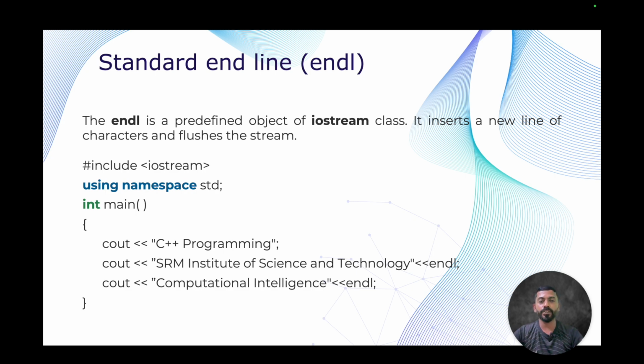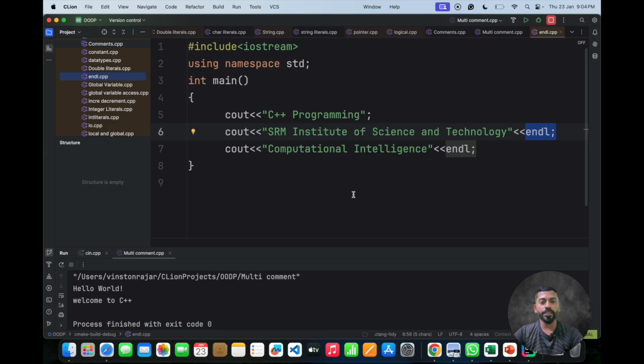The next one is called standard endl. This is a special keyword used to flush the memory space, and it also has a special value called a new line. Whenever we use endl at the end of a cout statement, it will flush the memory space, as well as provide a new line for the next output we print.